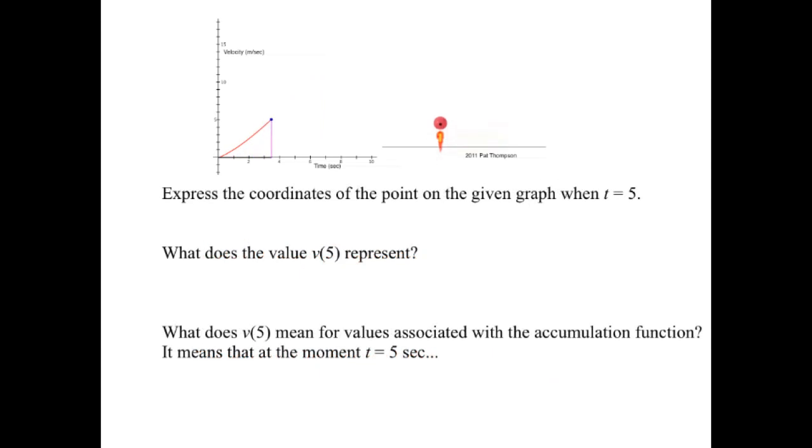Okay, so here are some questions, the third of which is the most critical. Express the coordinates of the point on the graph when t equals 5. What does the value of V of 5 represent, and what does V of 5 mean for values associated with the accumulation function? So we'll take a minute or two to answer these questions.